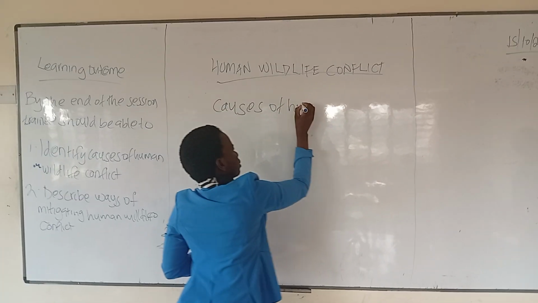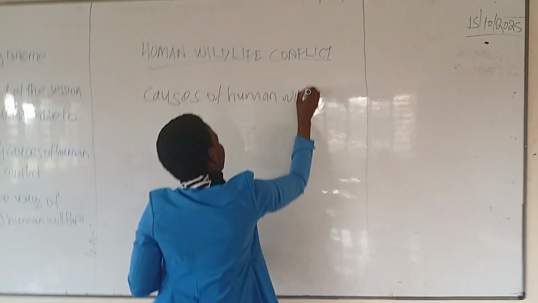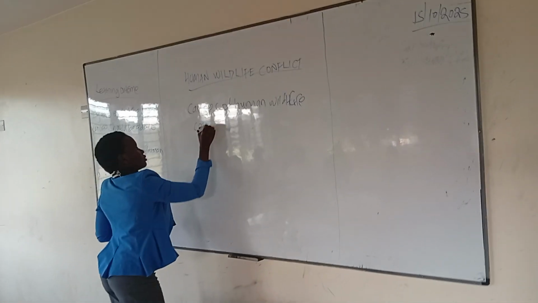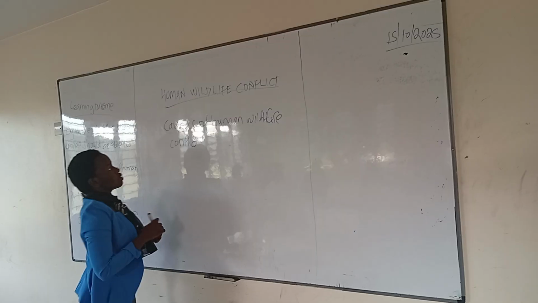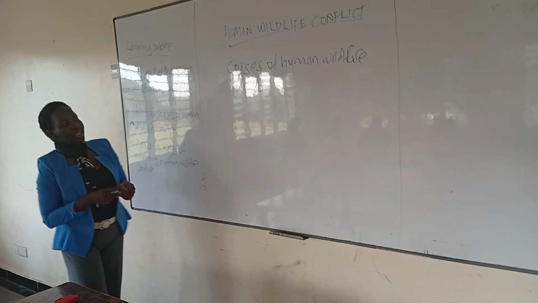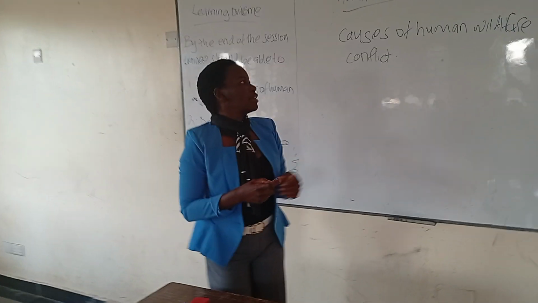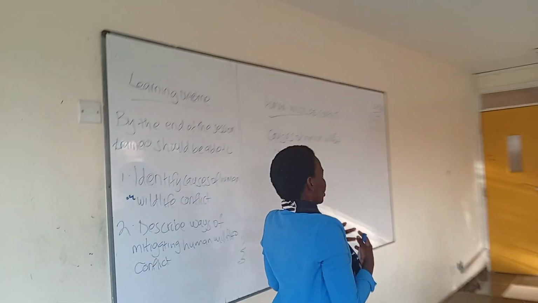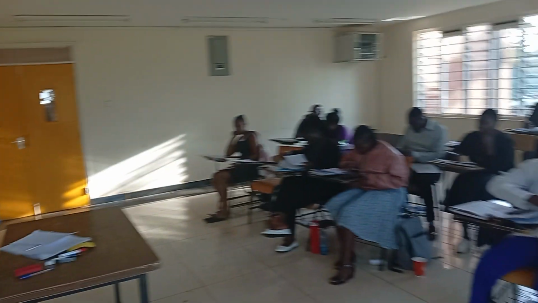So we'll start with our first learning outcome, which is to identify causes of human-wildlife conflict. Human-wildlife conflicts happen when human needs and wildlife needs clash, which can lead to negative effects like death of the animals, crops being destroyed by the animals, or human beings being killed.